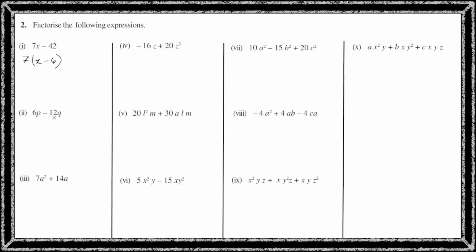Now here again I have two terms, 6p and 12q. 6 is common, so bring that outside. I have p left, minus as it is, and 2q. So this is my factorization.